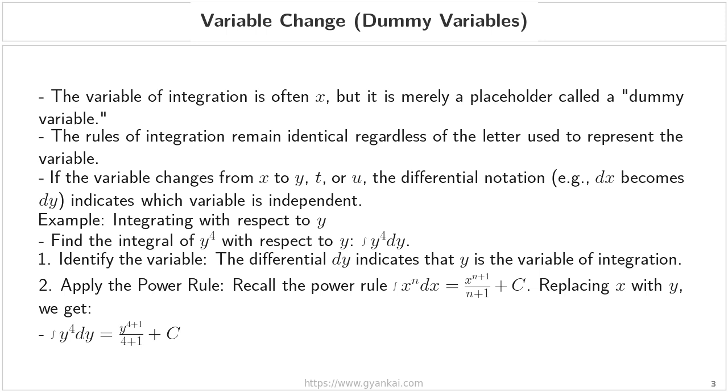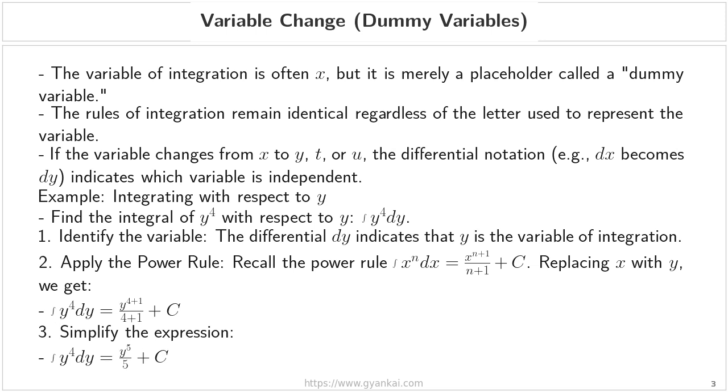Now, to solve our problem, we simply replace x with y in the power rule. So the integral of y to the power of 4 with respect to y becomes y to the power of 4 plus 1, divided by 4 plus 1, plus c. Finally, we simplify that expression. 4 plus 1 is 5, so we get y to the power of 5, divided by 5, plus c, and that's it. We've successfully integrated with respect to a variable other than x.